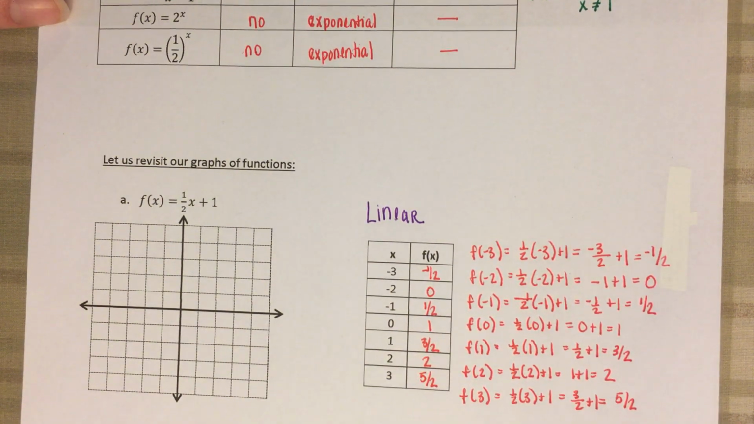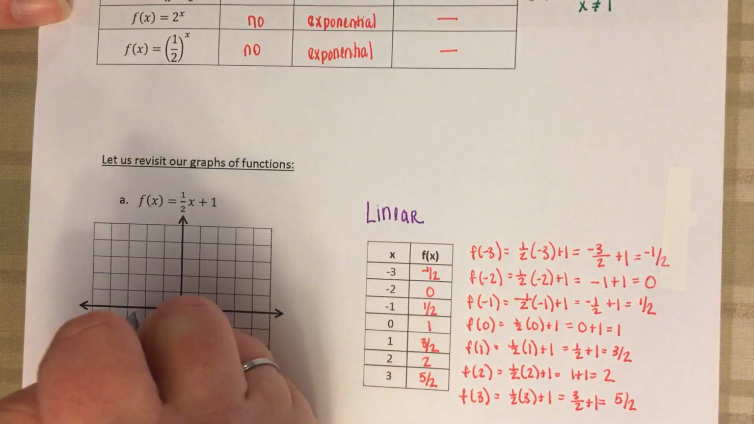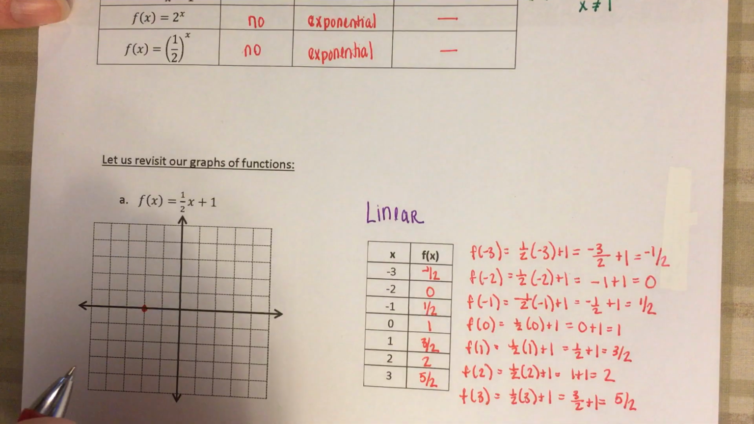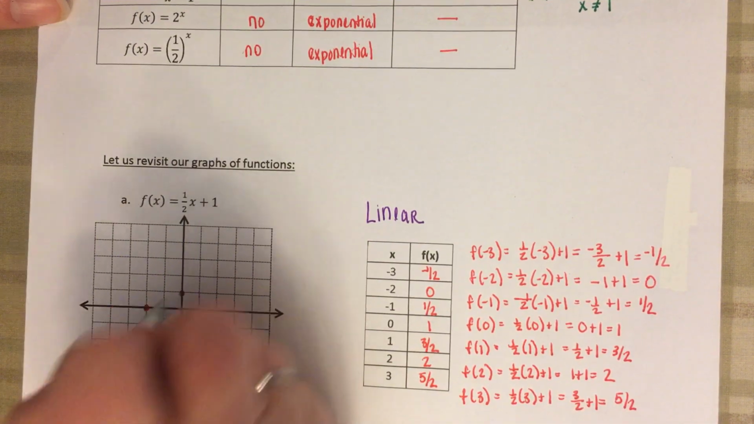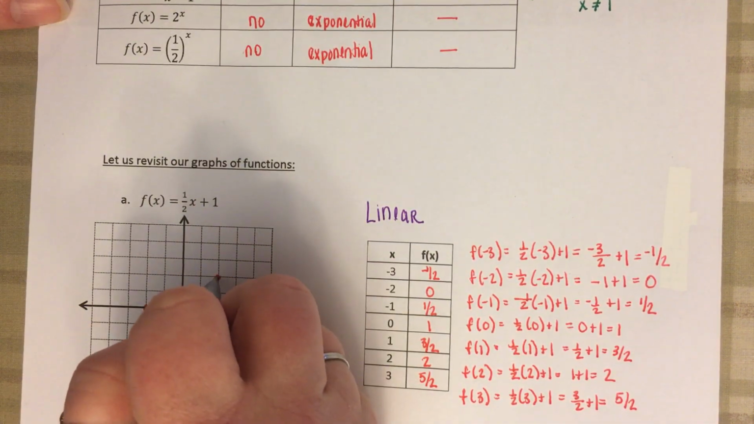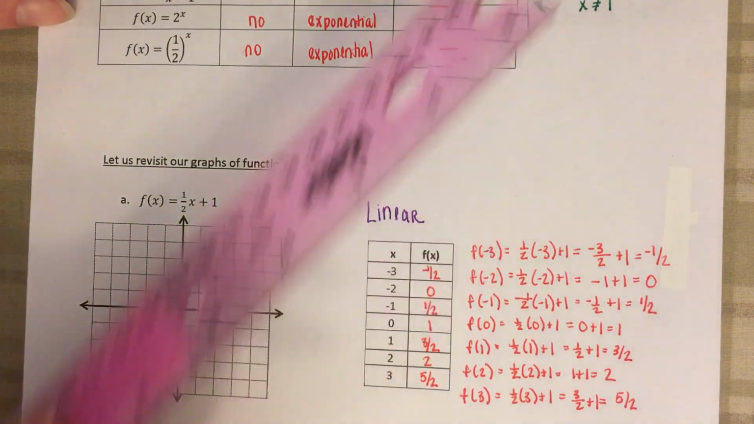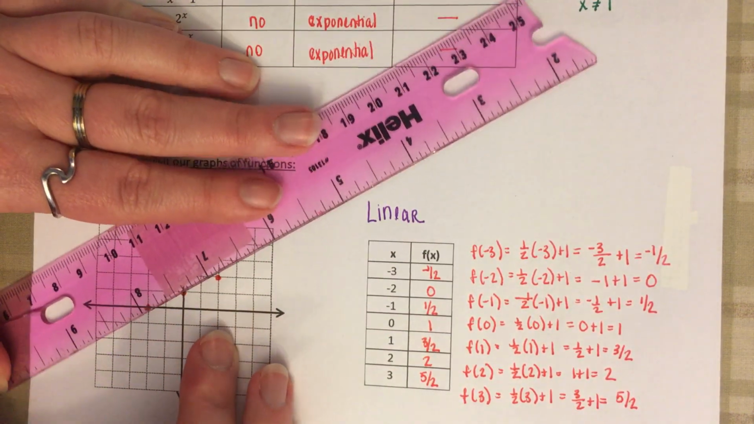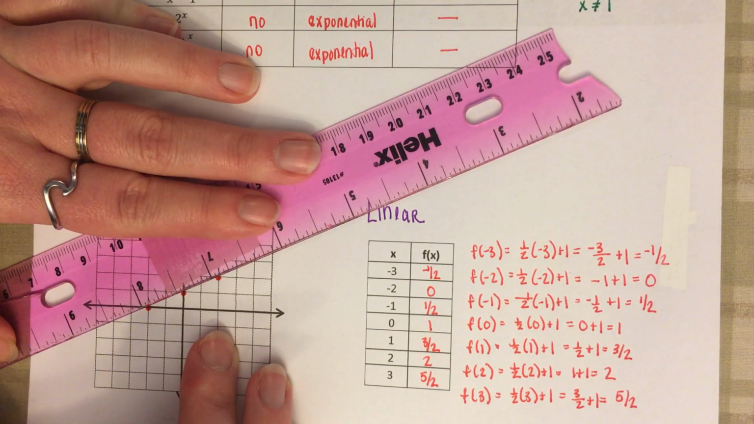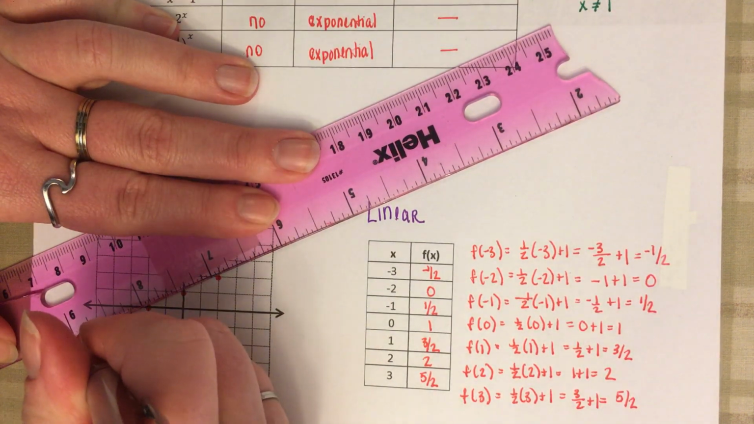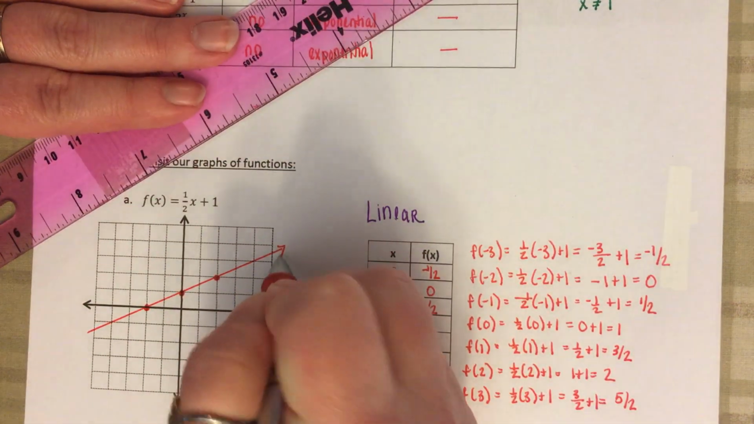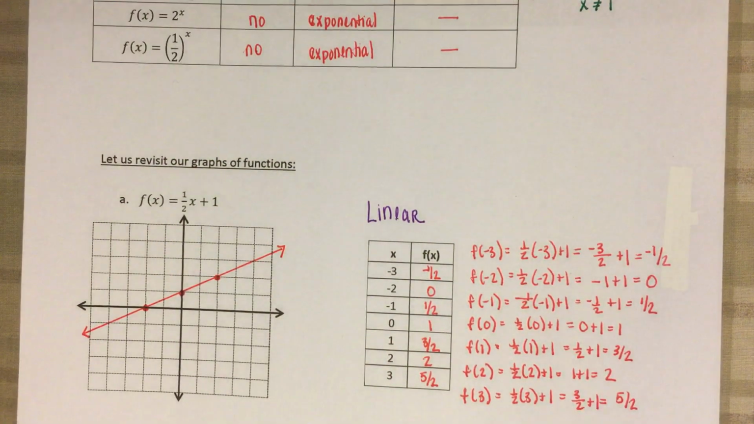All right, now we're going to go ahead and plot these points. I'm not going to plot all of them. I'm not going to worry about the ones that have fractions in there. I'm just going to plot the ones that give us a nice pair of integers. So we have -2, 0. We have 0, 1. Right, and we have 2, 2. Okay. Then we connect these dots to give us a nice straight line. So there is our graph of our linear function.